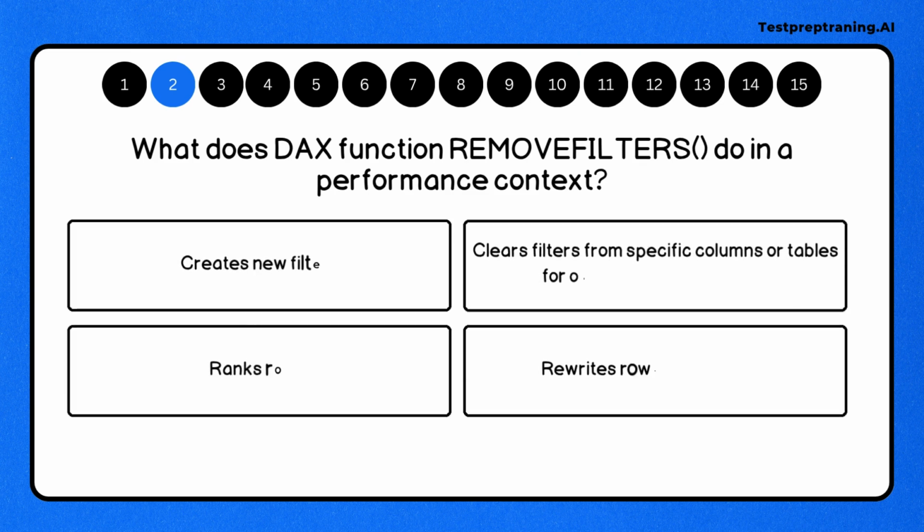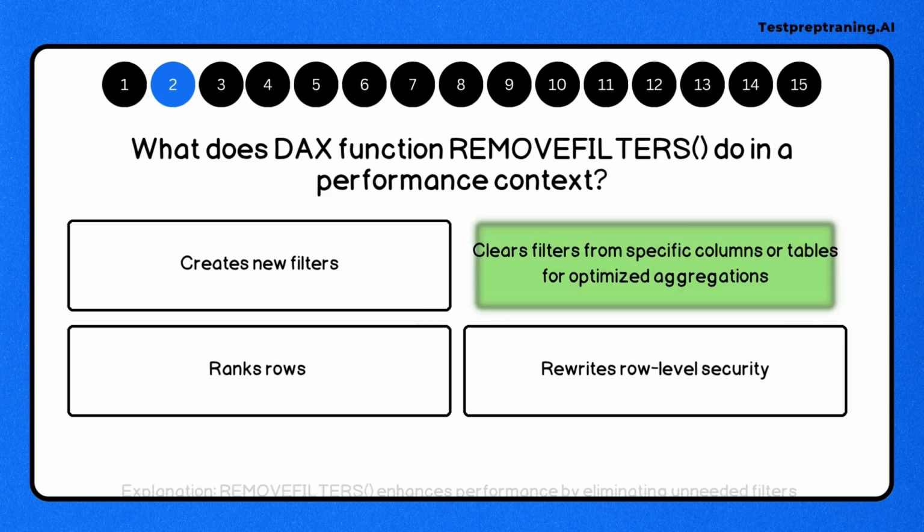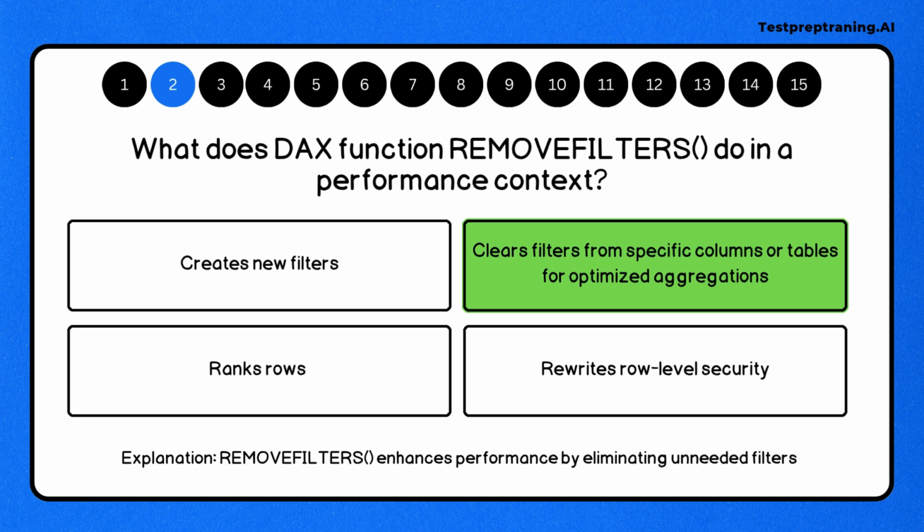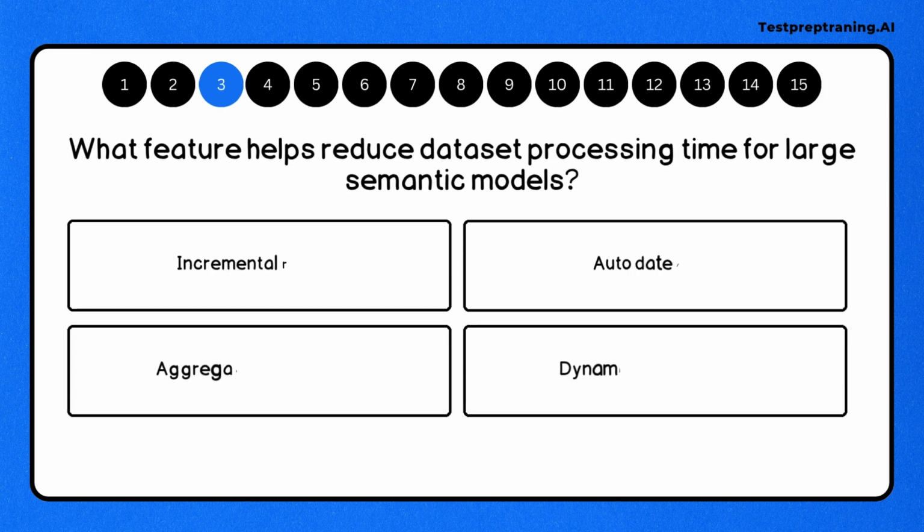Question 2. What does the DAX function REMOVEFILTERS do in a performance context? Correct answer is clears filters from specific columns or tables for optimized aggregations, as REMOVEFILTERS enhances performance by eliminating unneeded filters. Question 3. What feature helps reduce dataset processing time for large semantic models?